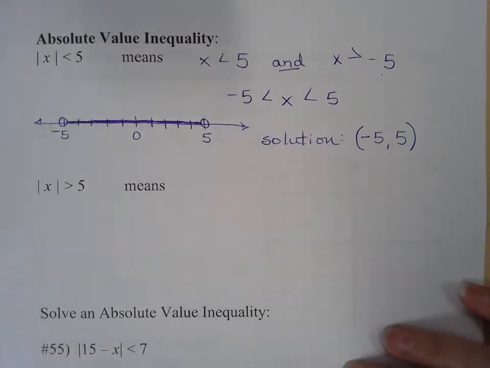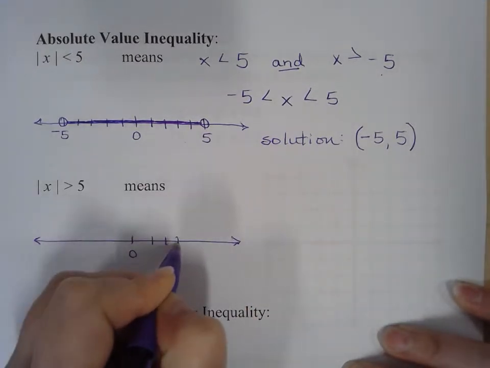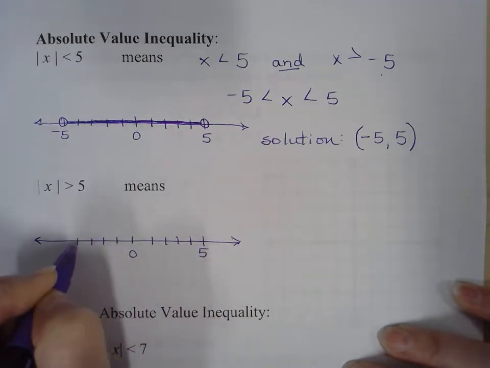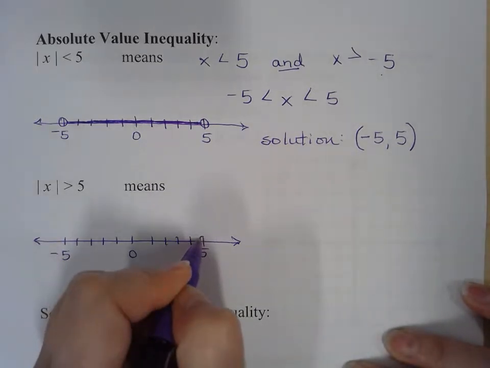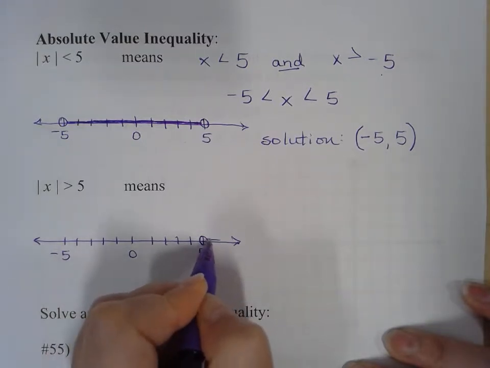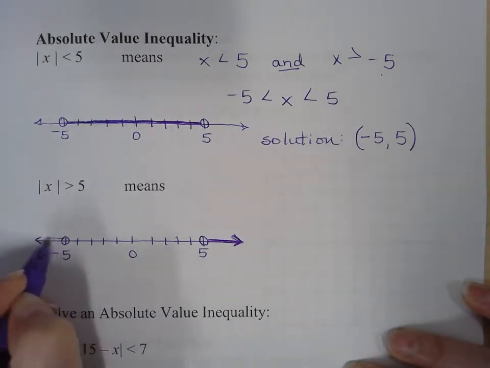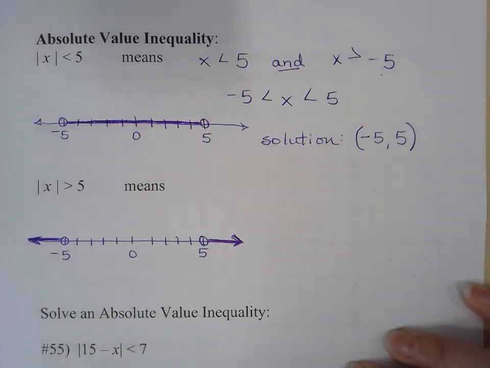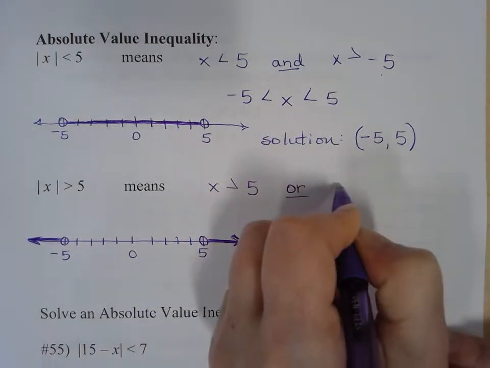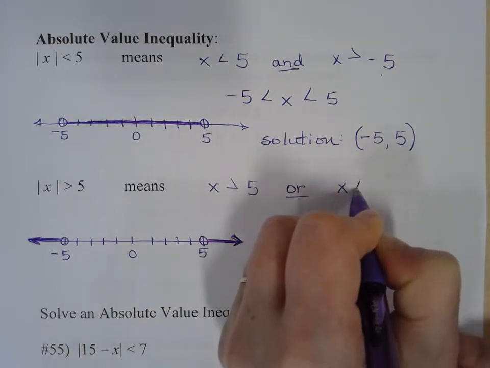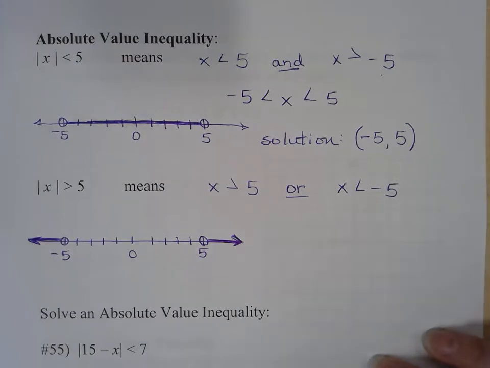We could have a similar conversation for the greater than. Now we are looking for numbers that are more than 5 units away from 0, not equal to again, so we're not including the 5, but 6, 7, 8, 9, 10, all those would be included. Negative 6, negative 7, negative 8, negative 9, etc. All those would be included. So this means x values that are greater than 5 would be more than 5 units away, or x values that are less than negative 5 would also be more than 5 units away.